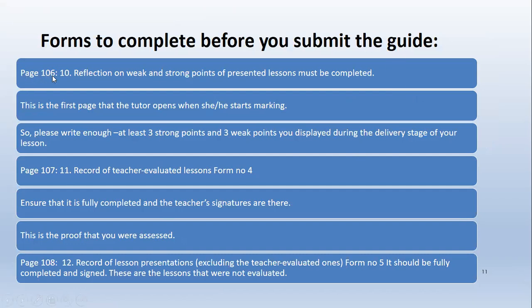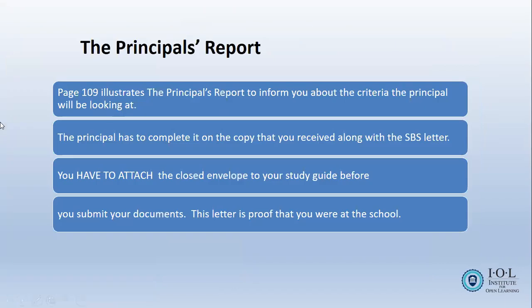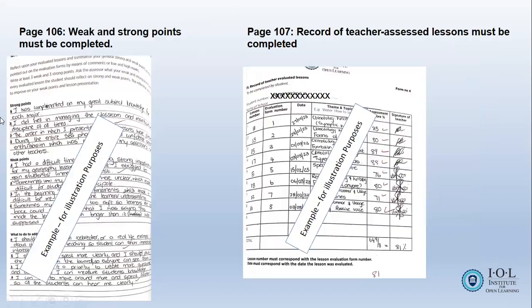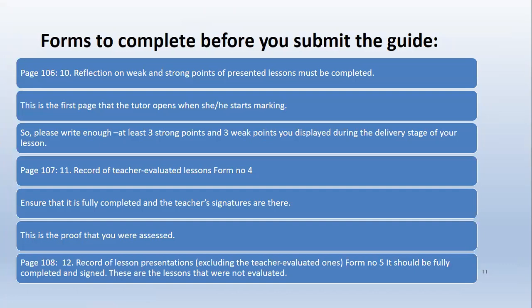On page 106, you can turn to it. We have the reflection on the weak and the strong points of presented lessons. This is a separate page, a task that needs to be done. Here on page 106, we have the weak and the strong points. This is the first page that the tutor opens when he or she starts marking. So please write enough, at least 3 strong points and 3 weak points need to be displayed there.